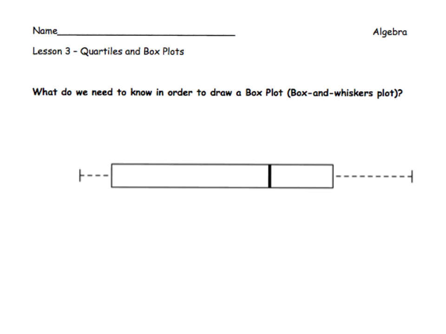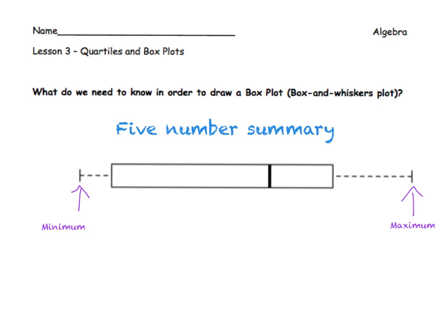In order to draw a box plot, we need what is known as the 5 statistical summary, or the 5-number summary. The pieces of the 5-number summary are the minimum, the maximum, the median, and what are called the first quartile, or Q1, and the third quartile, Q3. The first quartile is the middle of the lower half of our data. The third quartile is the middle of the upper half of our data.